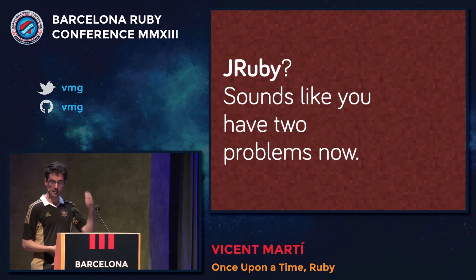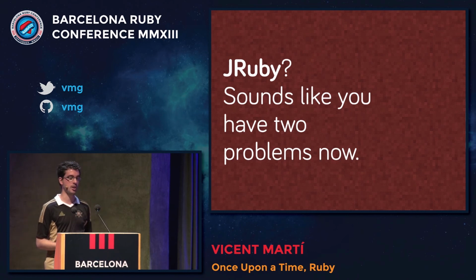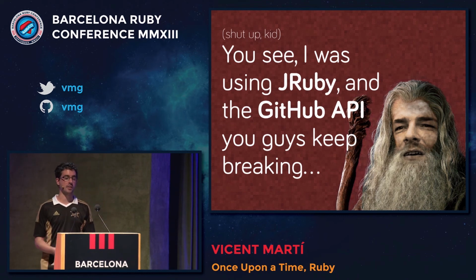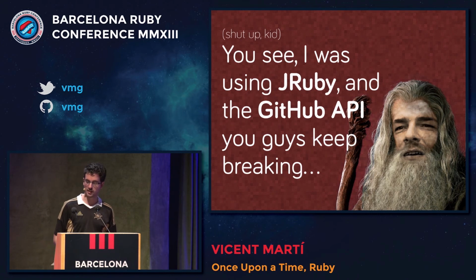And then the wizard told me, shut the fuck up, kid. You see, I was using JRuby with the GitHub API that you guys keep breaking, which is a fucking disaster, you fuckers.